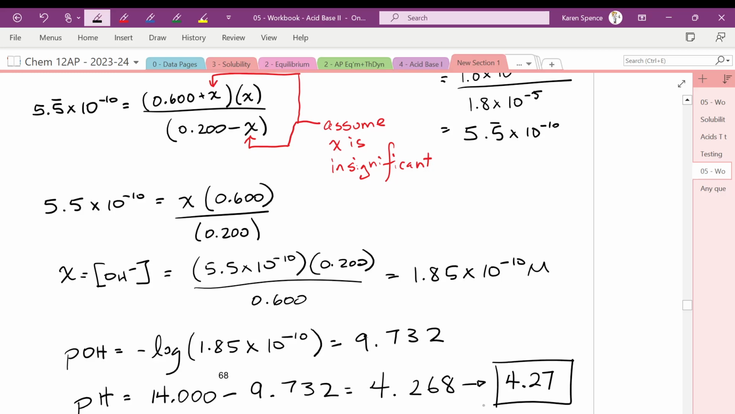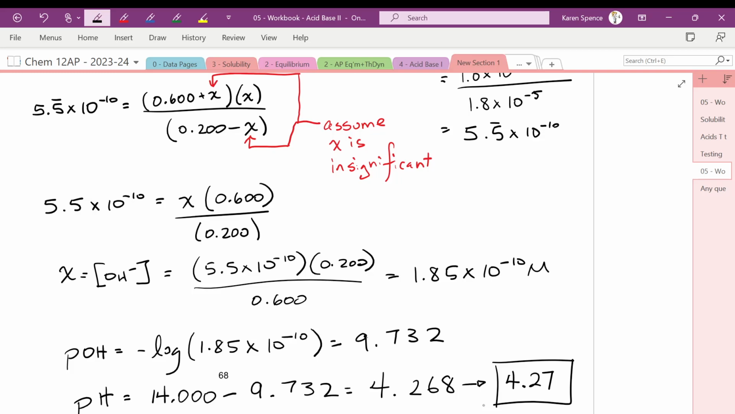Now, question, was I supposed to get 4.27? Did you guys get 4.27? You got 4.2 what? Good. Now, one thing I wanted to draw your attention to is I've been skipping a few steps here that I've made you write in the past.